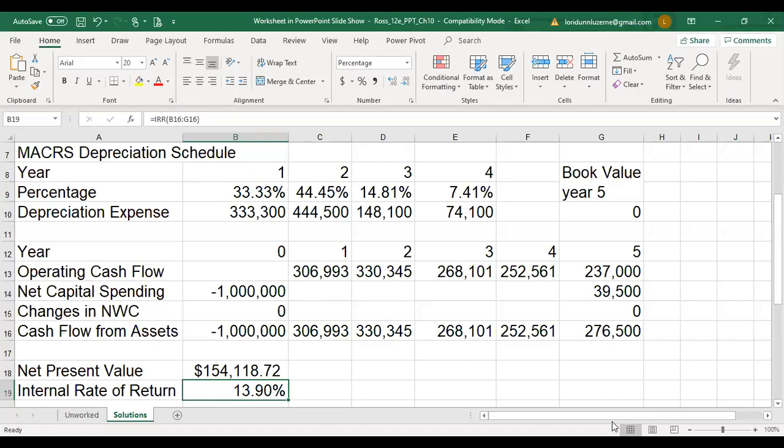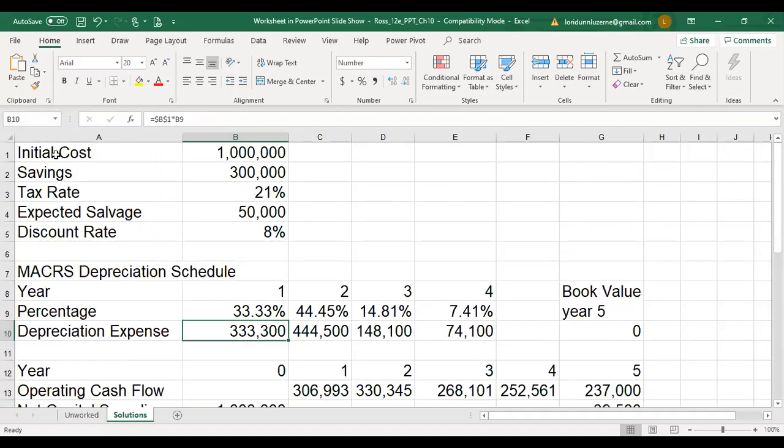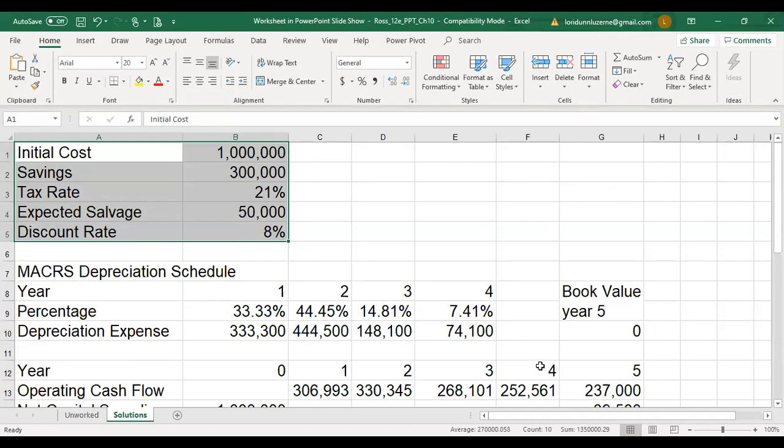First of all, let's calculate depreciation on this each year. So let me go back up here. Here's our scenario. We have a piece of equipment that will cost us $1 million up front, year 0. We're going to save $300,000 a year in management costs. Tax rate's 21%. We expect to sell it for $50,000 at the end of year 5. And we would like to have a rate of return of 8%.